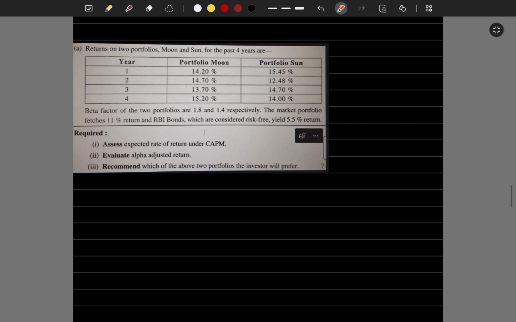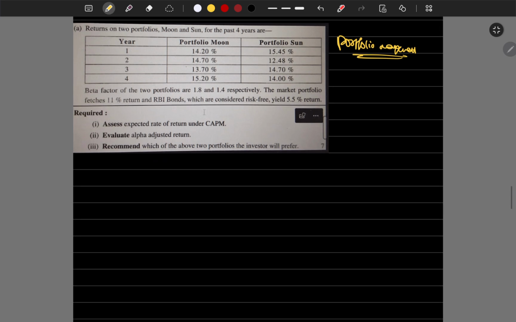There comes the next problem. Next problem is also a simple problem only. Portfolio management. What's the expected return under the CAPM formula? Risk free plus beta into RM minus RF. RF is 5.5.